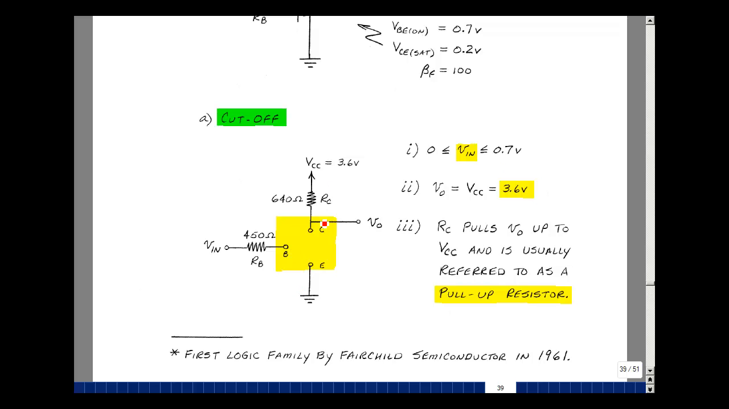If there's no current flowing here, there's no drop across the resistor. This node voltage here is the same as this one. In other words, this voltage is equal to minus 0 plus 3.6. Sometimes this resistor is called a pull-up resistor because it takes the output and pulls it up to the power supply.